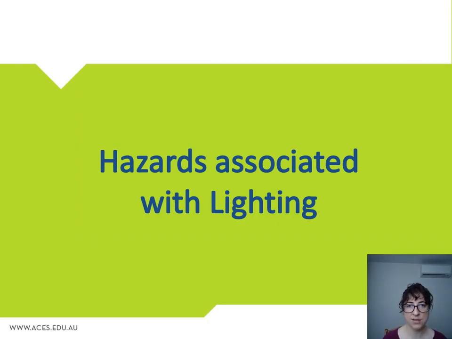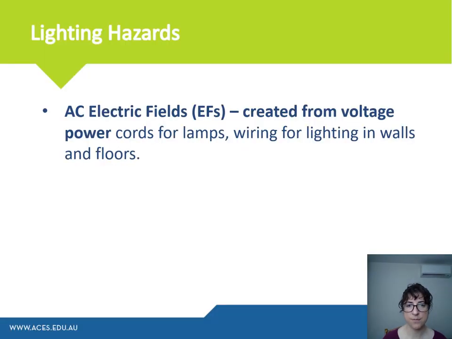So all the hazards associated with electrical lighting. Now, we're going to start with AC electric fields created from the power cords. So essentially, wherever there's a wire running to a light, there's going to be the potential for that light to be turned on, and there's going to be an electric field associated with that. So we need to know where the wiring goes.